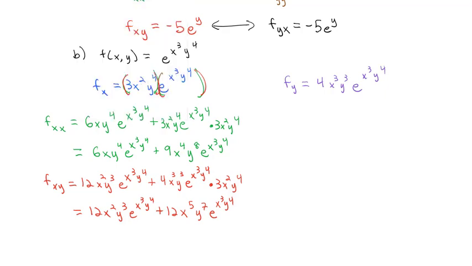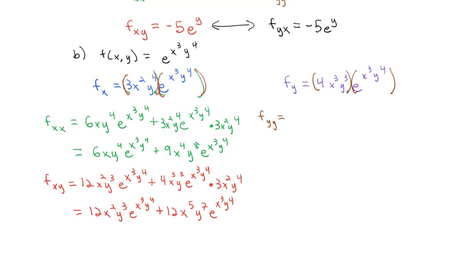Let's find the other two partial derivatives as well. We've already found the partial with respect to y. Let's do the partial with respect to y twice. Again, in a very similar way, you see we've got y's in both parts that are multiplied together. So we use the product rule.